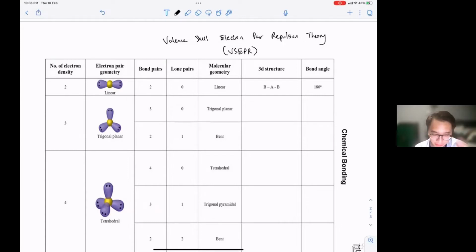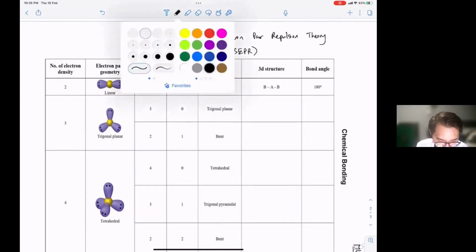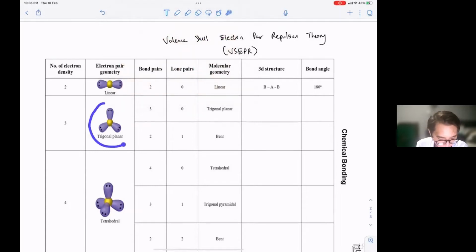So what does this mean for us? For example, if you have three electron regions, they will be oriented this way in three regions of space around your central atom. So this is how it will look. This would be the best way to arrange them such that they are as far apart from each other as possible. And the bond angle for this will be 120 degrees.